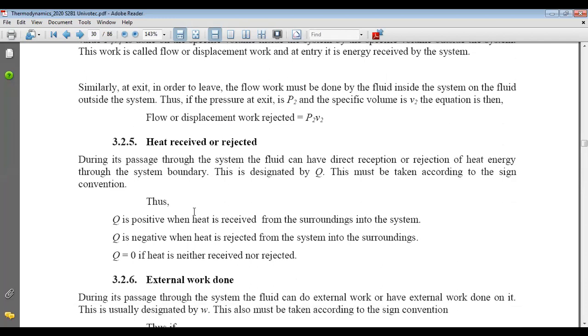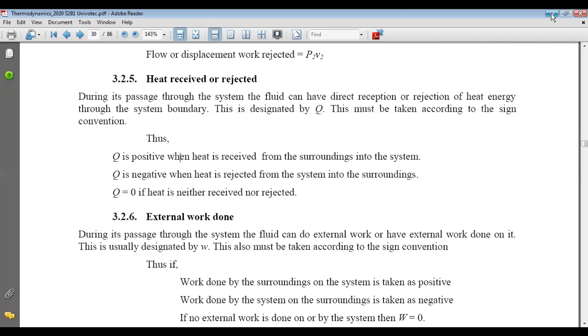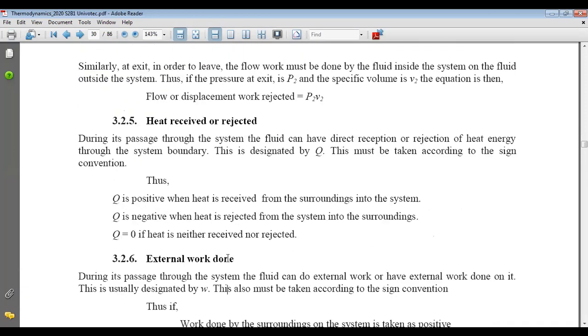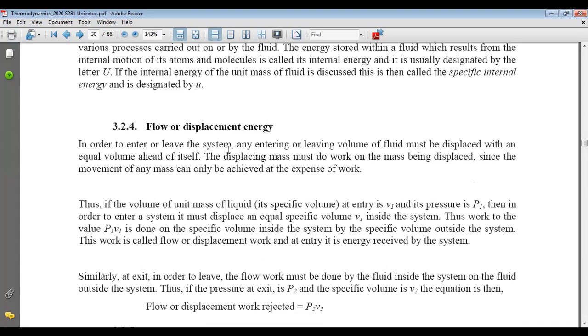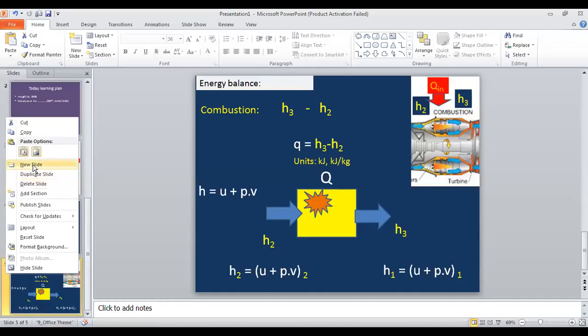See, heat received or rejected is quite related to the combustion chamber. External work done, the compression, you talk about this external work done. That's why it is very important. Always look into your part here in understanding your one-time note, because understanding is totally your responsibility. So back to the slides. Maybe I will go to a slide.